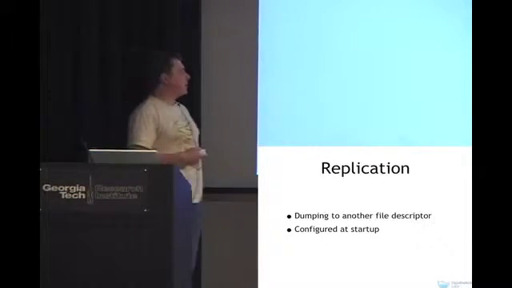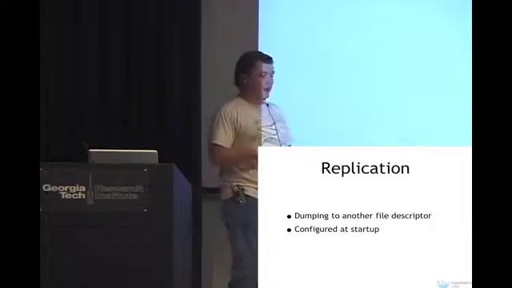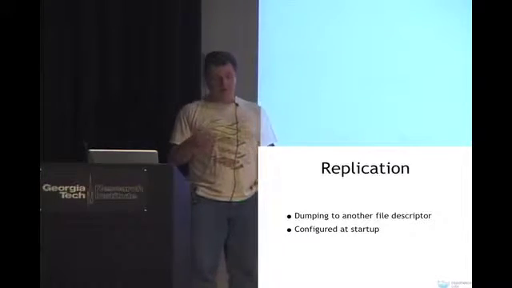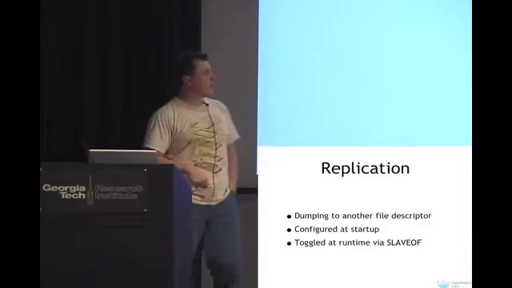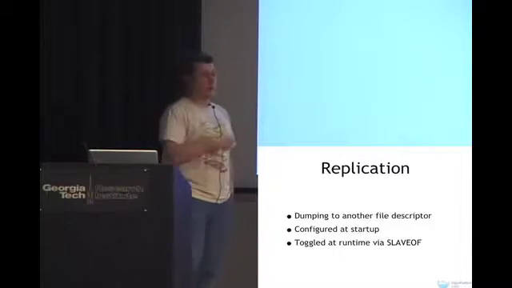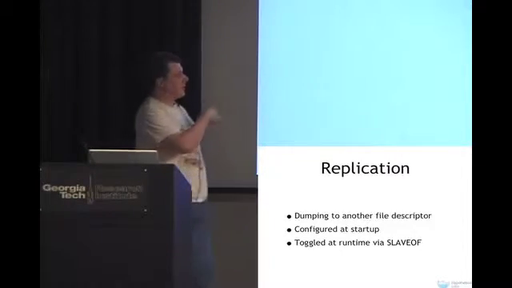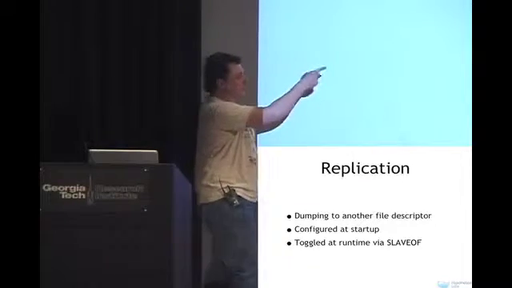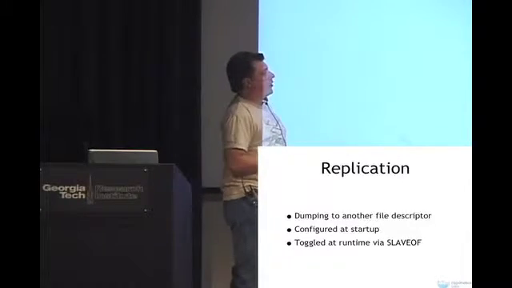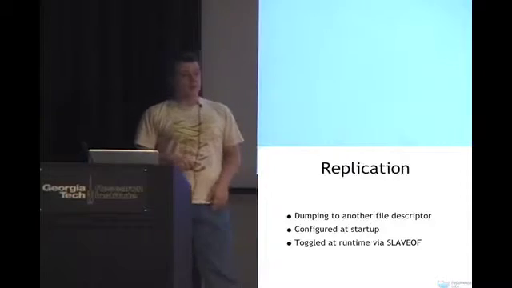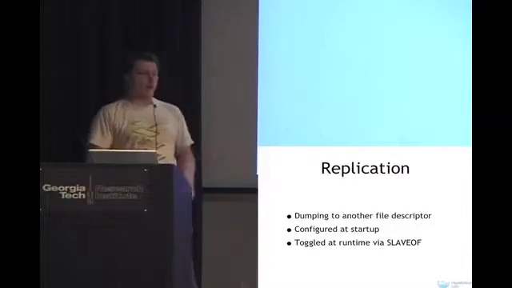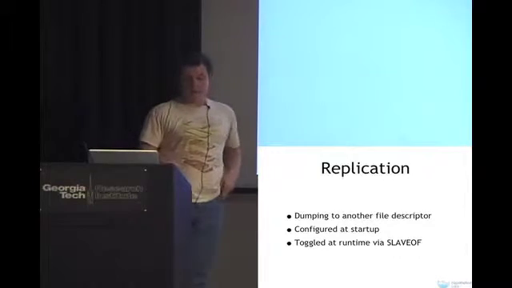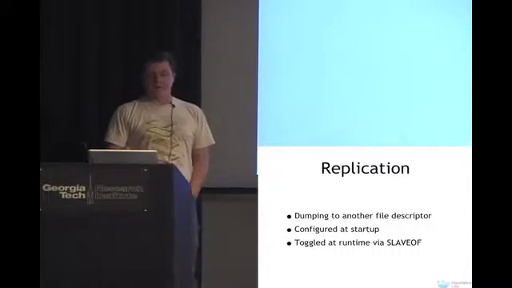So replication can be configured at startup in the config file. You tell one Redis server who it's the slave of. Or you can also do it directly at runtime and tell Redis, no, you're going to be the slave of this other guy. You can also turn that on and off. So if you need to do failover or something like that, or you want to replicate and then make that guy your master while you take the master down, you can do that completely from the telnet session.